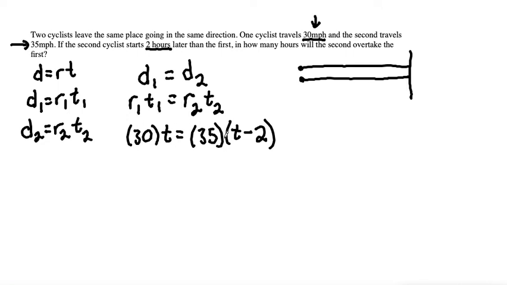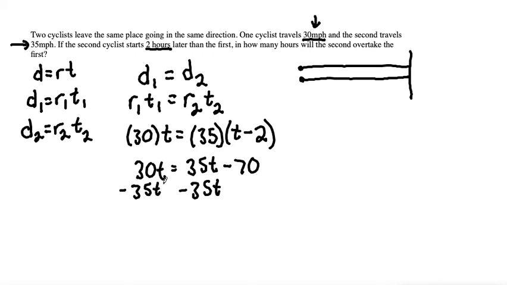Okay, so now that we've set up our equation, we can solve. 30 times T is 30T. And distributing the 35 into the parentheses, we get 35 times T is 35T, and then 35 times negative 2 is negative 70. I'll then combine my two T terms by subtracting 35T on both sides. And that gives me 30 minus 35 is negative 5, so negative 5T is equal to negative 70.